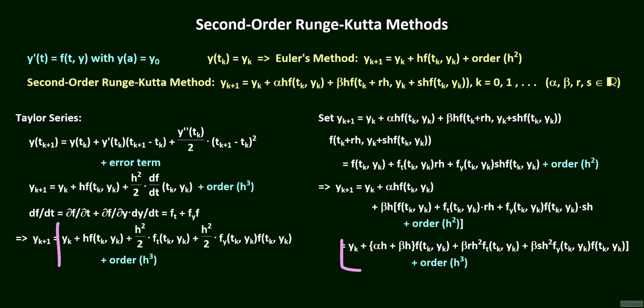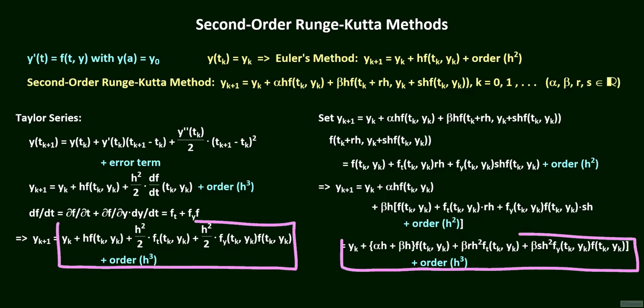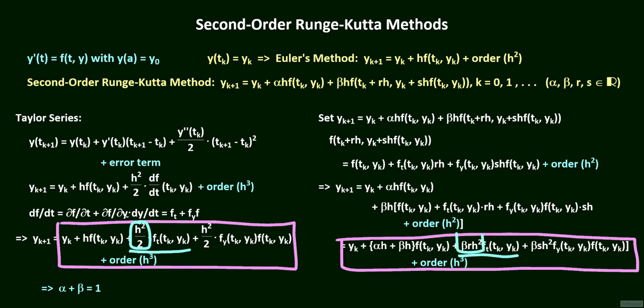We compare these two expressions for y sub k plus 1. The coefficient of f of t sub k, y sub k here is h. The coefficient of f of t sub k, y sub k here is alpha times h plus beta times h, and so alpha plus beta must be equal to 1. The coefficient of f sub t of t sub k, y sub k here is h squared divided by 2. The coefficient of f sub t of t sub k, y sub k here this time is beta times r times h squared, so that beta times r must be equal to 1/2.